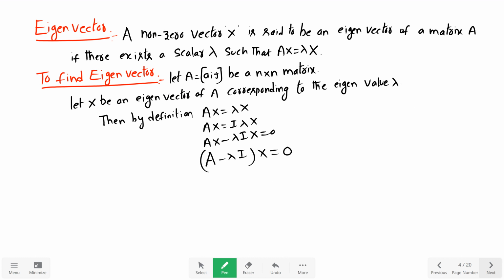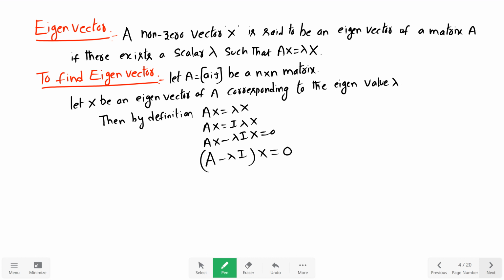The next definition is eigenvectors. A non-zero vector X is said to be an eigenvector of a matrix A if there exists a scalar lambda such that AX equals lambda X.